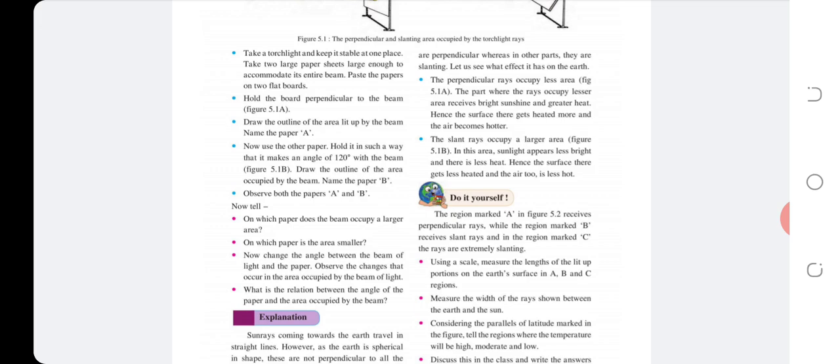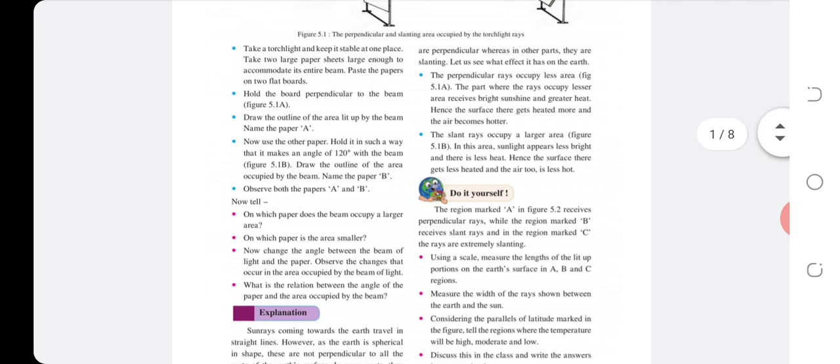Point 3. Now change the angle between the beam of the light and the paper. Observe the changes that occur in the area occupied by the beam of light. Point 4. What is the relation between the angle of the paper and the area occupied by the beam?